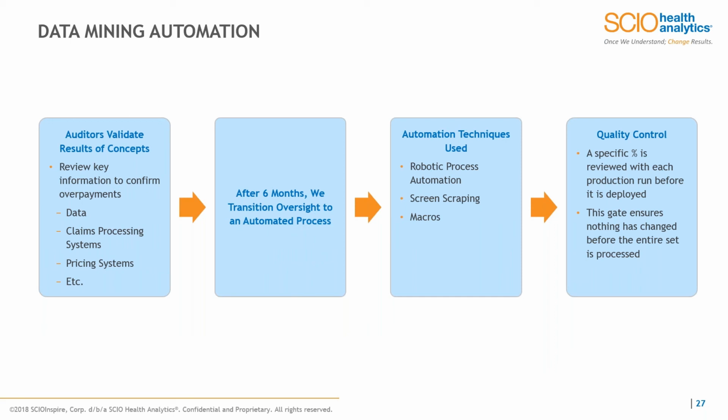Some techniques used in the automation include robotic process, screen scraping, and macros. Each production should require a specific percentage of audits to pass quality measures. This process will ensure high quality standards and accuracy are produced.